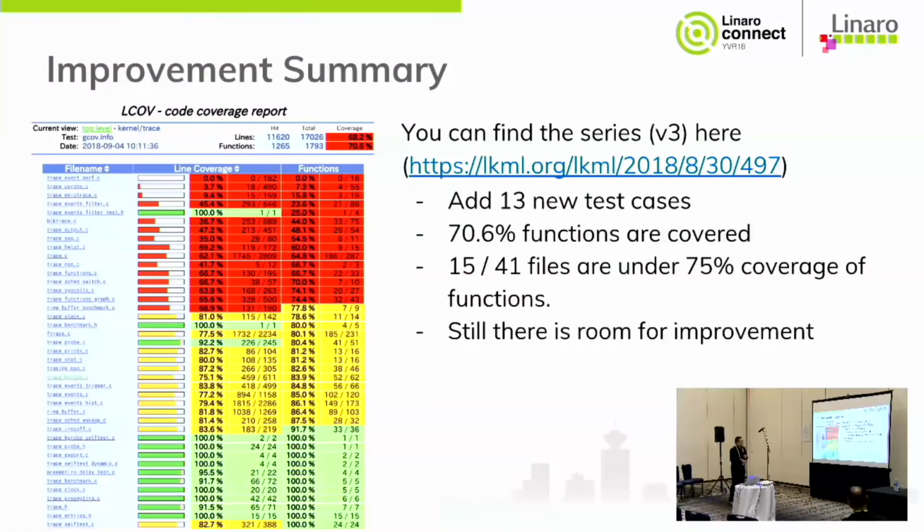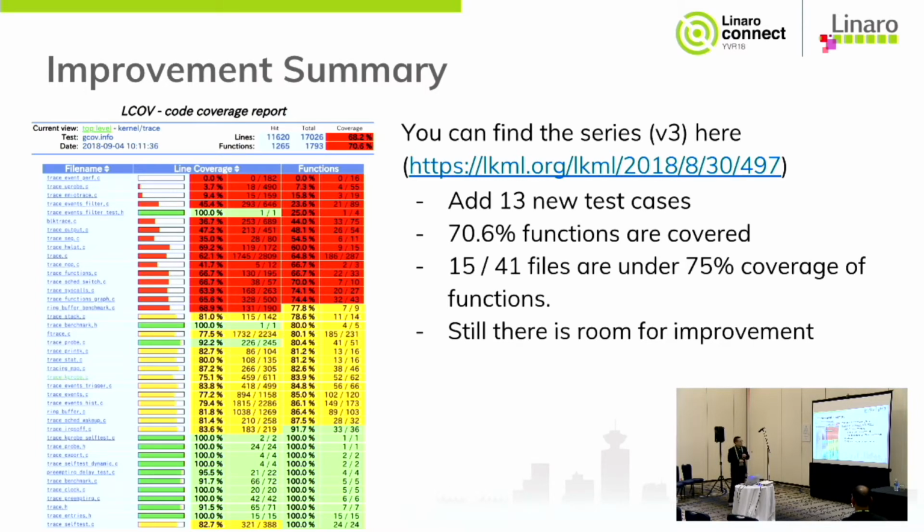After fixing those cases, I get better coverage on the Ftracetest. I've added more than 13 test cases, and this shows that 70.6% of functions are covered. So almost 7% improved. And the number of files under 75% coverage rate is reduced. But it seems that there is room for improvement, so I will continue that.